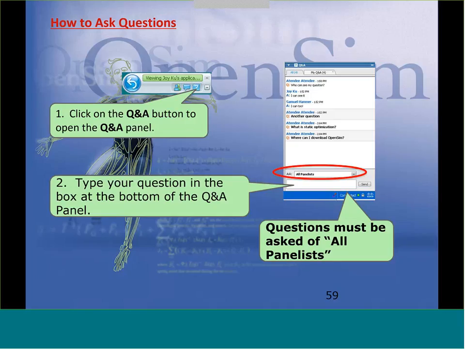This is from Hossein Maztarzadeh. Sorry for the mispronunciation there, I'm sure. First, he says, thank you for the nice work. And his question is, where do you apply OpenSim joint loading in your FE model?